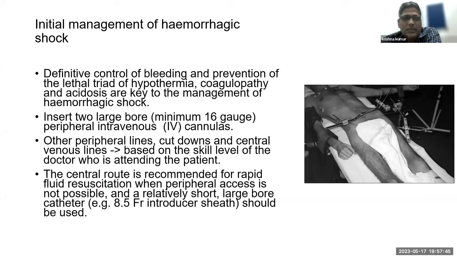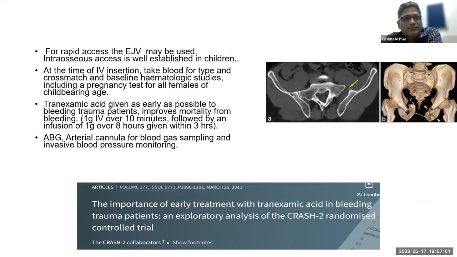This part regarding the coagulopathy will be discussed by the third, fourth speaker, so I'll just skip this slide. The EJV, external jugular vein, is a quick way of getting access. And in children, you can also use the intraosseous needle. Generally, at the time of insertion itself, one should take blood for grouping and cross-matching, and baseline hematological studies, the CBC and biochemistry, should be sent.